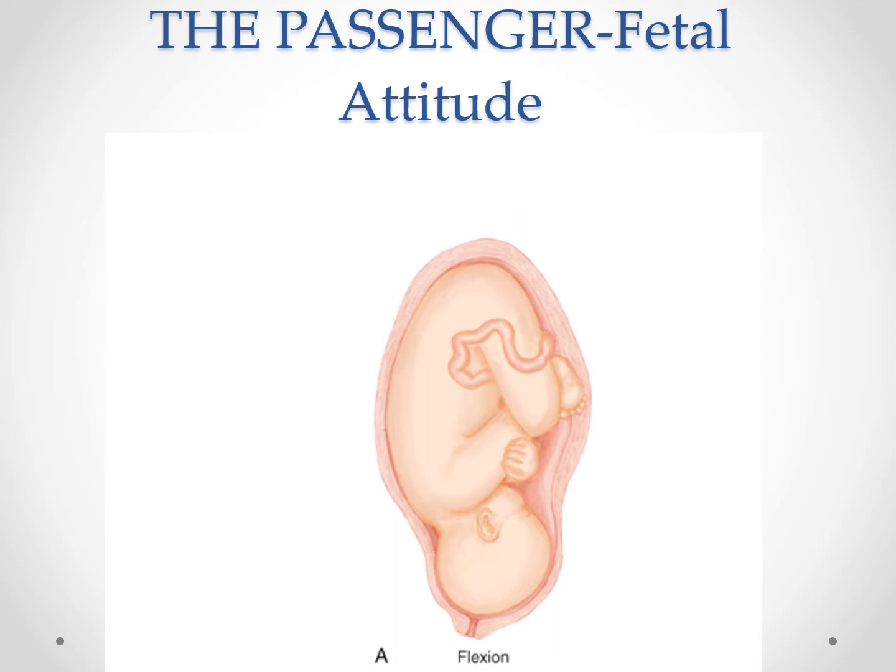The passenger and the fetal attitude. Now, the fetal attitude does not have to do with whether this is a cranky baby or a happy baby. It has to do with the relationship of its parts to one another. And flexion is what we would like to have. So the fetus will be in the flexed position. Okay? Knees, hips, elbows, and neck are all flexed.